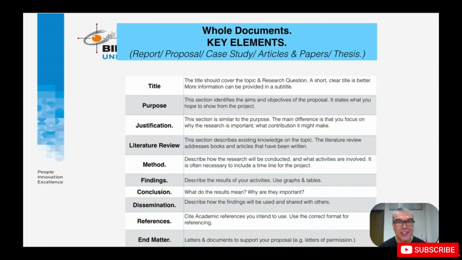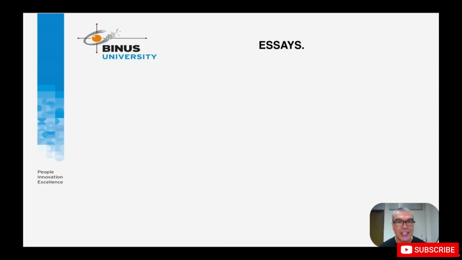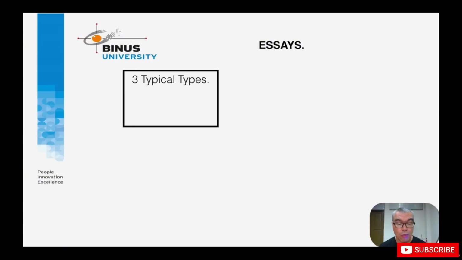Let's just look at essays though, because they are slightly different. Now, with essays, I would suggest that basically there are three main types of essays. These are what I would suggest. The first one is talking about the pros and cons of something. Another type of essay is describing the cause and effect of something. And then the third type of essay is describing reasons and results.